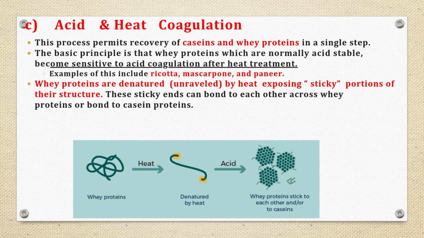Here's the science. Whey proteins are denatured, meaning their structure is unraveled by heat. This exposes sticky portions of their structure. These sticky ends can then bond to each other or even bond to casein proteins, forming a solid curd.